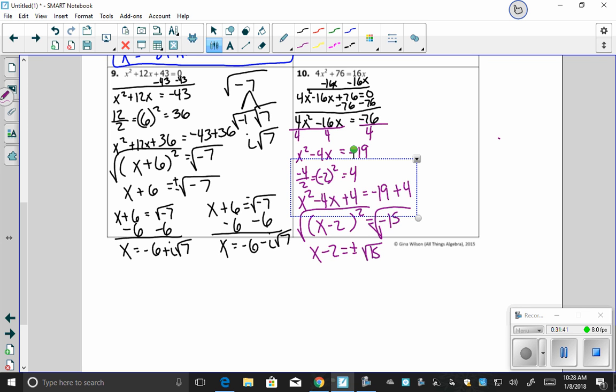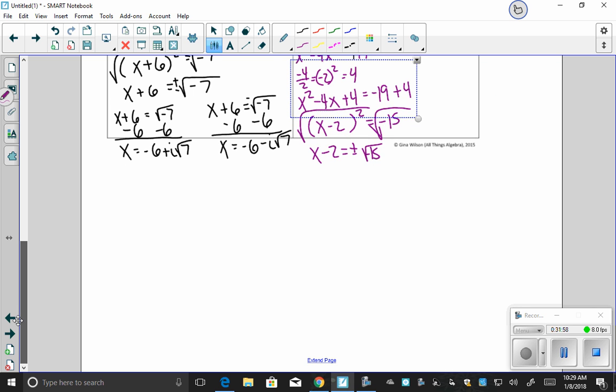Now, if you're thinking, square root of 15 cannot simplify. There are no perfect squares that will go into 15. But because it's a negative 15, an i has to come out. So I'm going to have x minus 2 equals square root of negative 15. x minus 2 equals negative square root of negative 15.